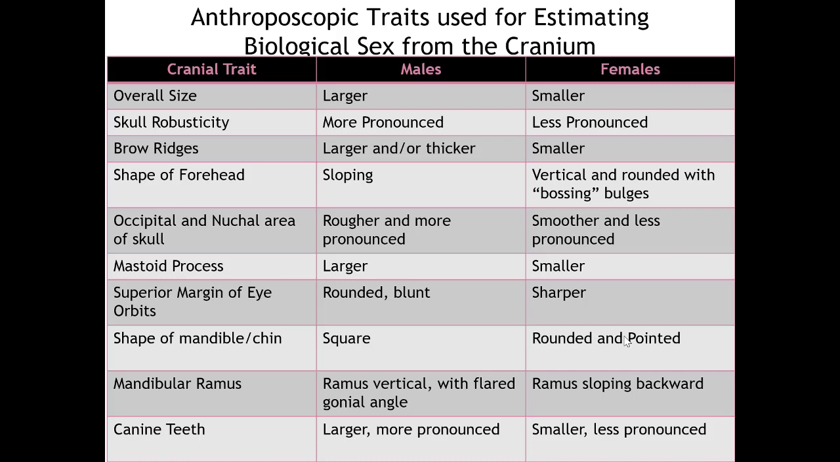Shape of the mandible or chin is more squared in males and more rounded and pointed in females. Your mandibular ramus is vertical with flared gonial angles in males, and then ramus slopes backwards in females. And then our canine teeth are larger, more pronounced in males, and smaller, less pronounced in females.